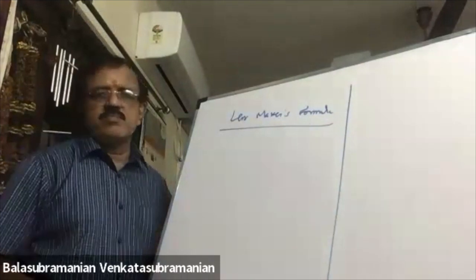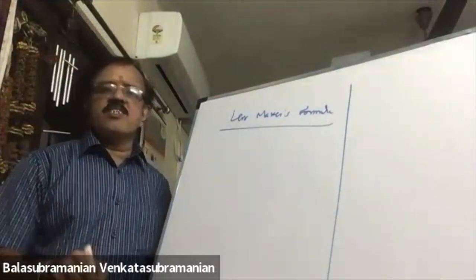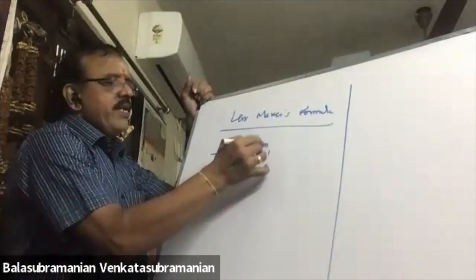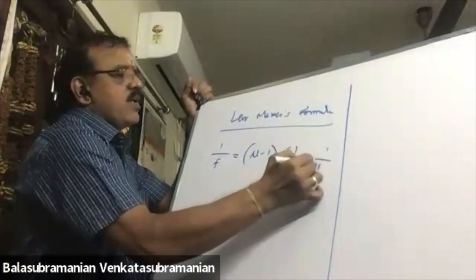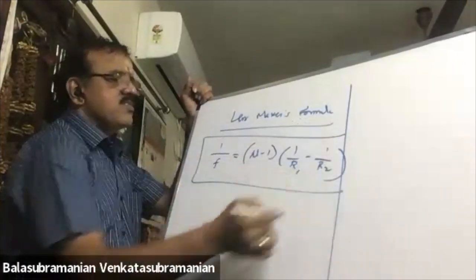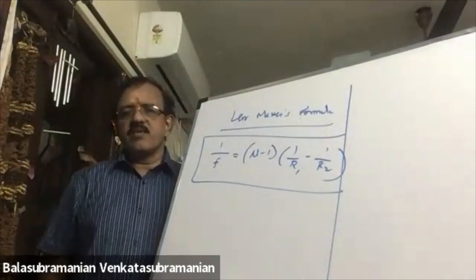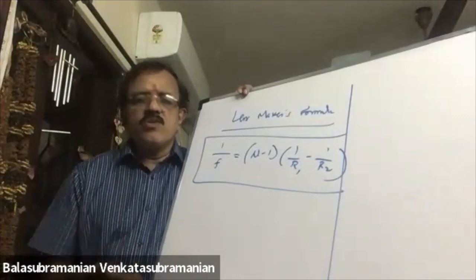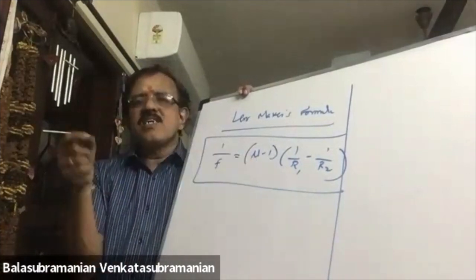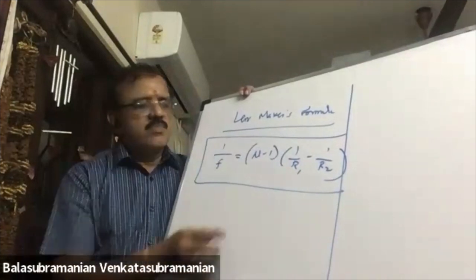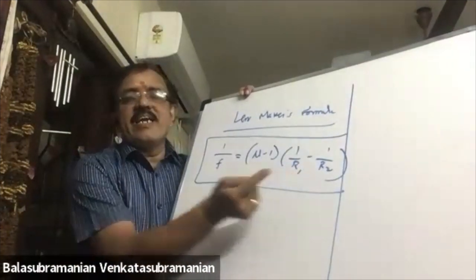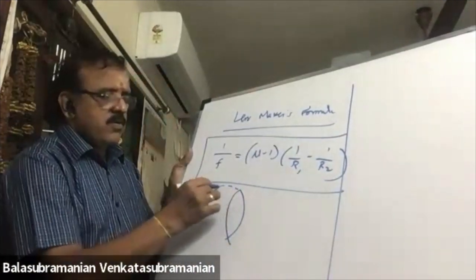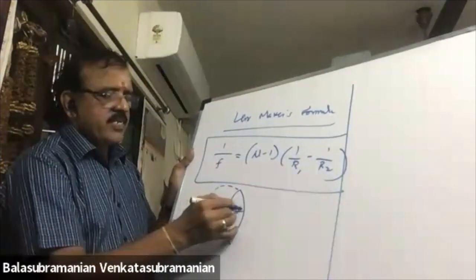Lens maker's formula. 1 by F is equal to mu minus 1 into 1 by R1 minus 1 by R2. This is the formula for the lens maker. F is the focal length of the given lens. Mu is the refractive index of that lens. What is the radius of curvature of the first surface? This is the radius.